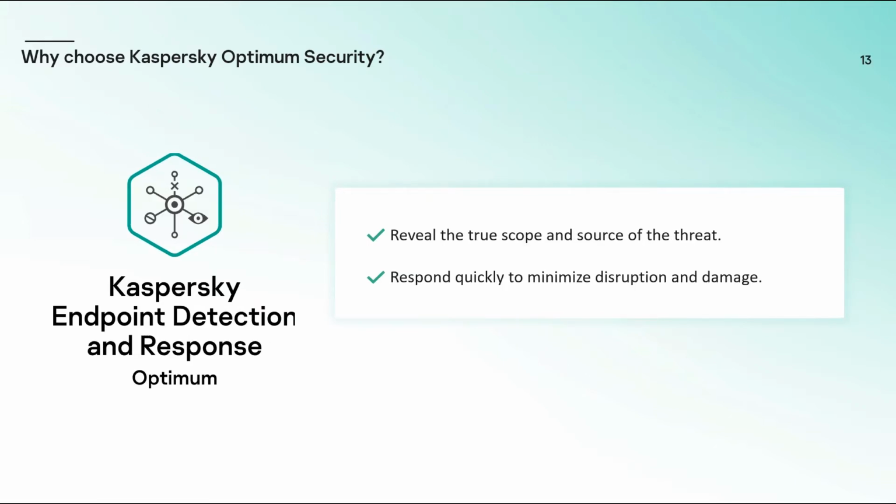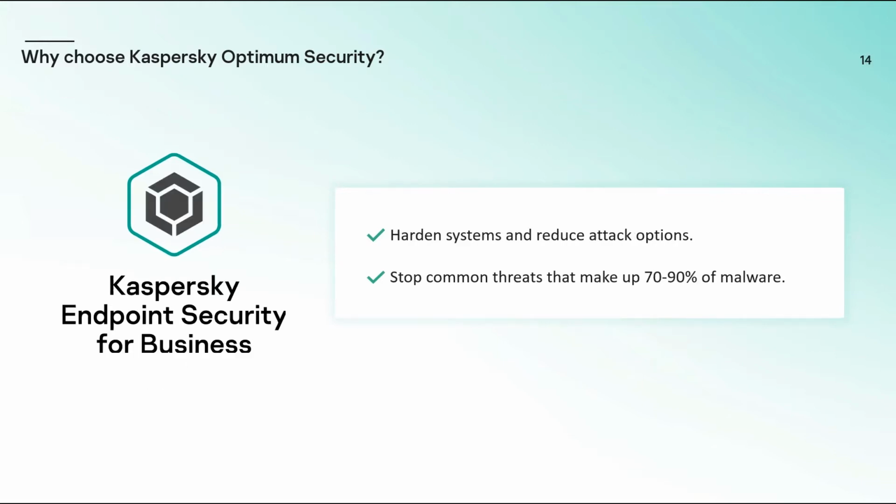EDR Optimum provides a simple tool for investigation by giving the administrator more visibility into the existing threats in the form of incident cards. Here the admin can review detailed telemetry data about a threat, run indicators of compromise scans, and respond quickly to threats with actions like device isolation or execution prevention rules.